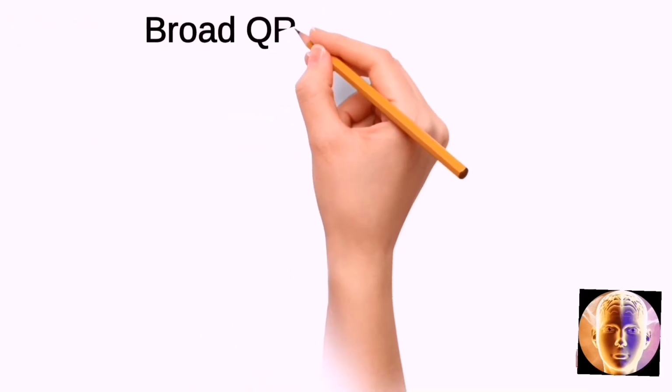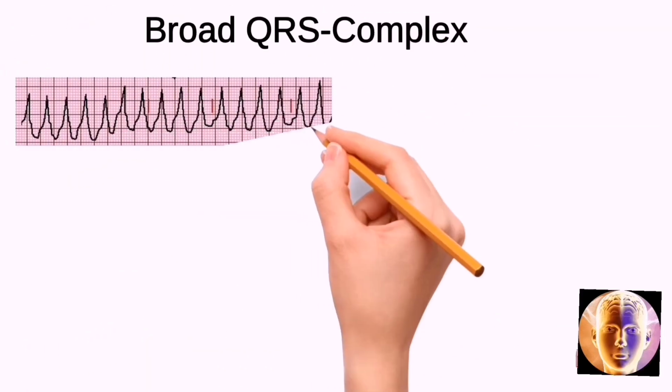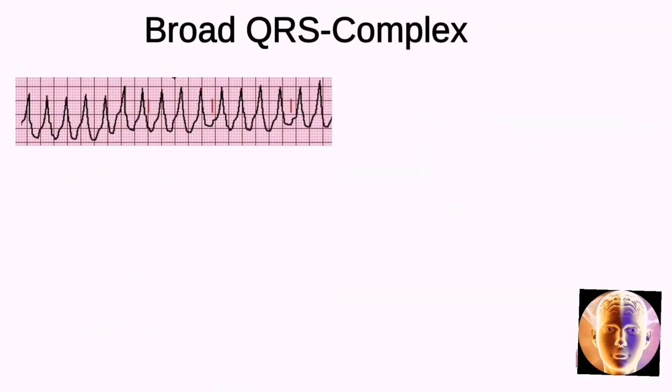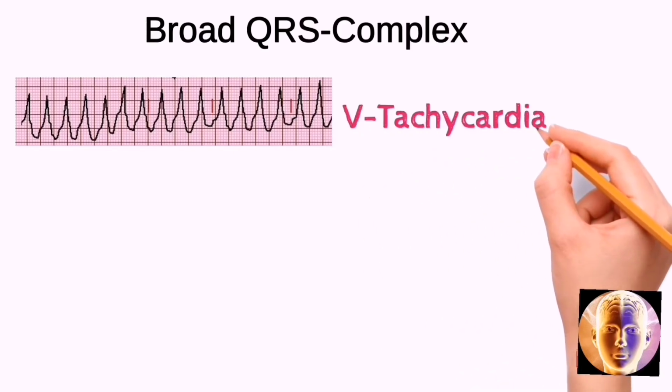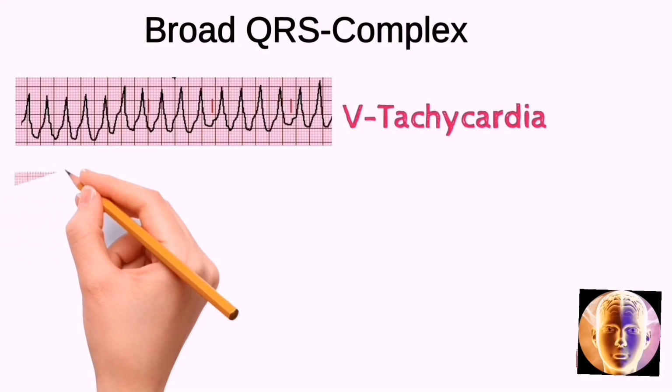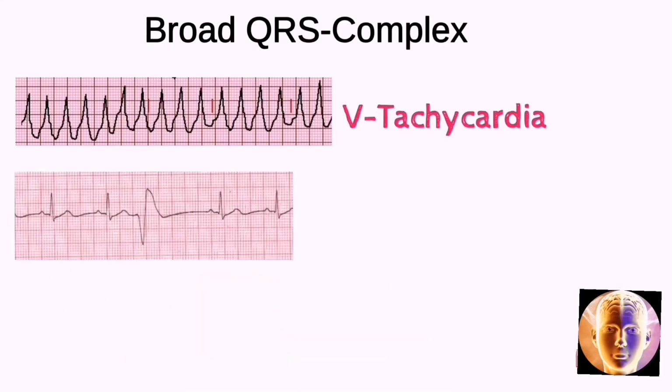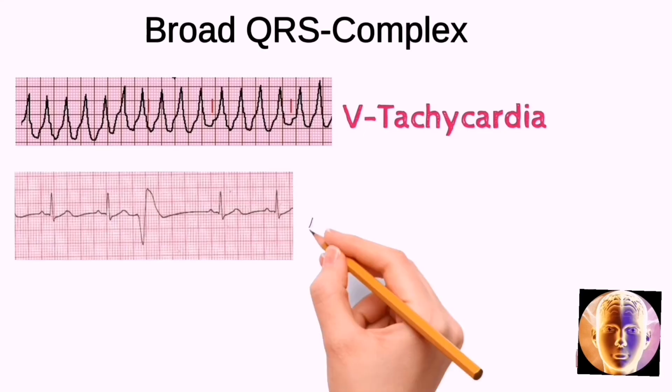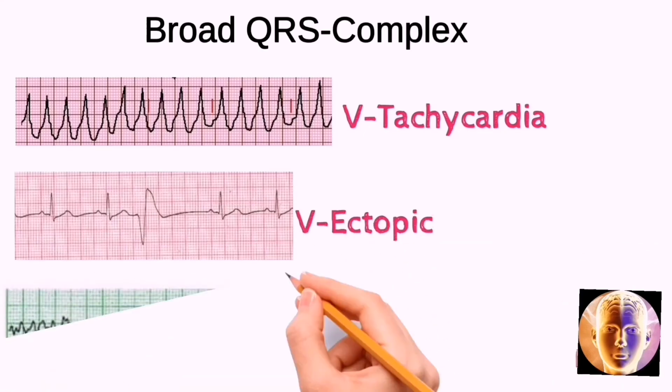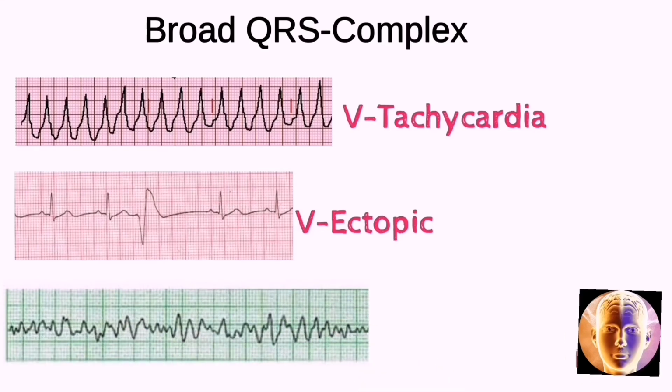In broad QRS complexes, for example, in this ECG strip, there are wide and bizarre QRS complexes and all QRS complexes are identical. This is ventricular tachycardia. In this other ECG strip, there is wide QRS complex and abnormal morphology with discordant ST segment and T waves. This is seen in ventricular ectopy. In this other ECG strip, there is no P wave and no QRS wave can be identified and it's a totally erratic tracing. So this is ventricular fibrillation.